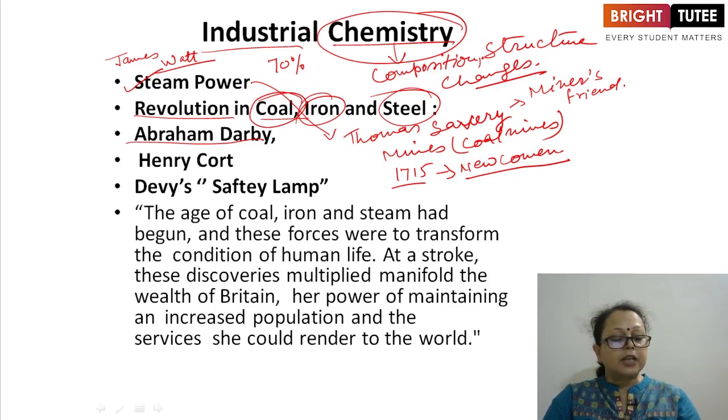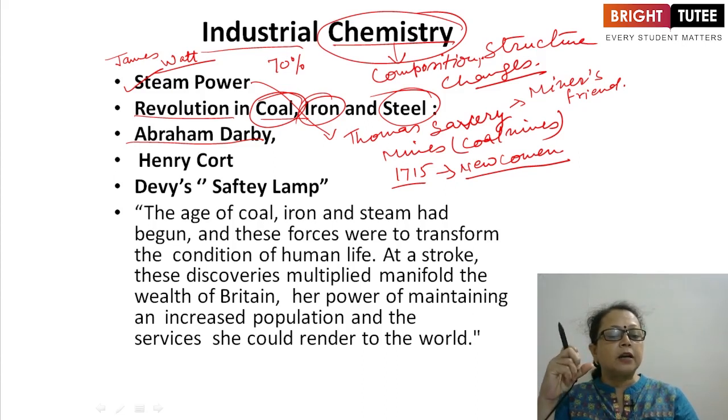In AD 1784, Henry Cort introduced a new method of rolling and puddling iron. So how to roll these irons, how to do the puddling work, all such processes. Then Henry Cort used this new method of rolling and puddling of iron.